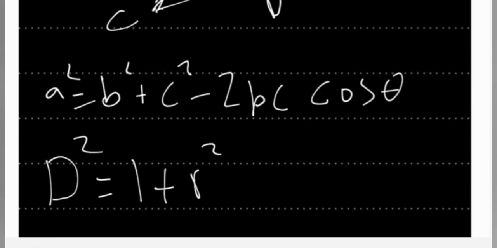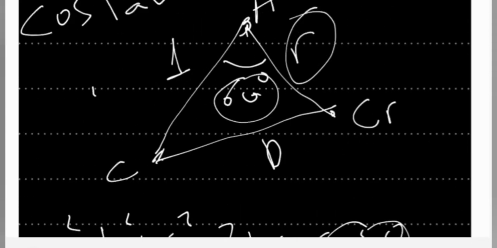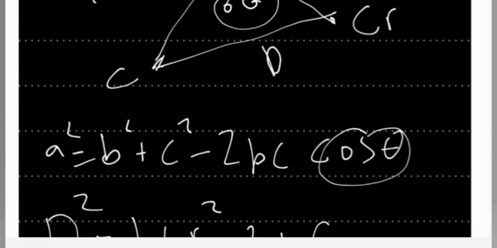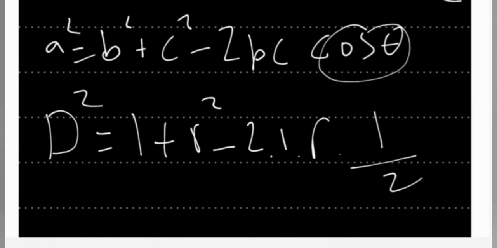Something like this. So minus 2 multiplied by b. B is 1 and c is r, multiplied by cosine of theta. Theta is 60 degrees. So cosine of 60 degrees is equal to a half, okay? So multiplied by a half.